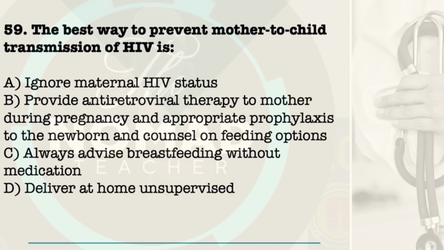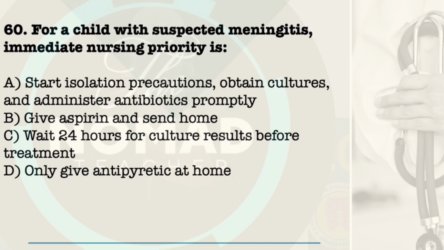59. The best way to prevent mother-to-child transmission of HIV is: A. Ignore maternal HIV status. B. Provide antiretroviral therapy to mother during pregnancy and appropriate prophylaxis to the newborn and counsel on feeding options. C. Always advise breastfeeding without medication. D. Deliver at home unsupervised. 60. For a child with suspected meningitis, immediate nursing priority is: A.